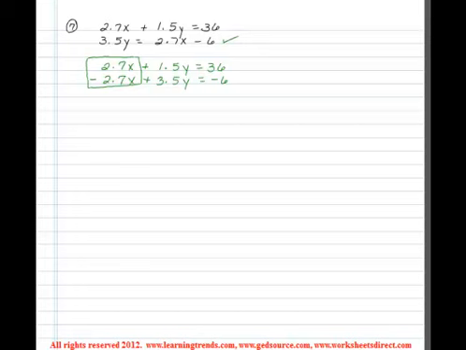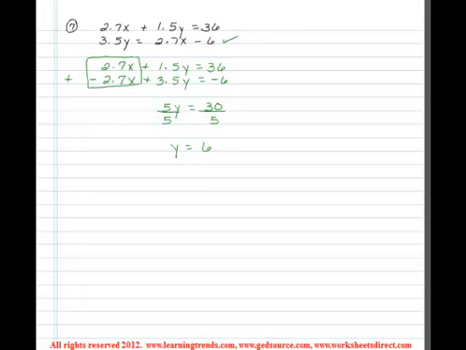And we see that we have a positive 2.7x and a negative 2.7x. And because we have that, we can go ahead and add those equations. Our x's will cancel out. And when we add our 1.5y and our 3.5y, that gives us 5y. And 36 plus a negative 6 results in a positive 30. So 5y equals 30. We will now divide each side by 5, and we see that y equals 6.